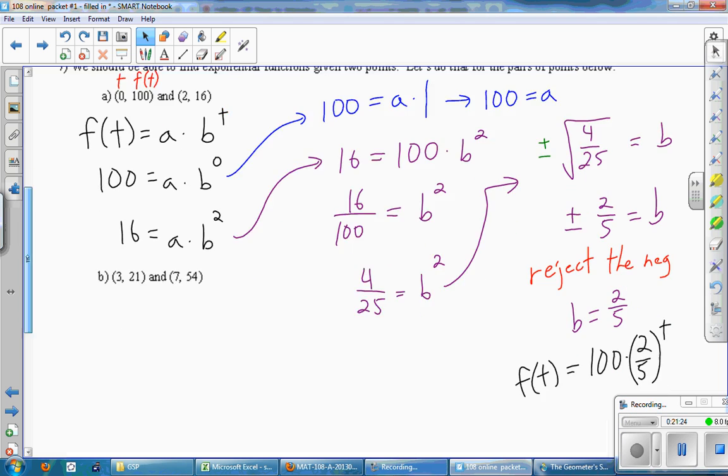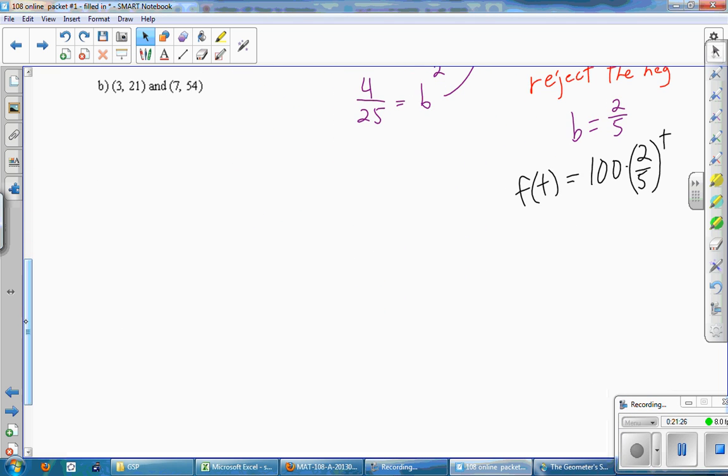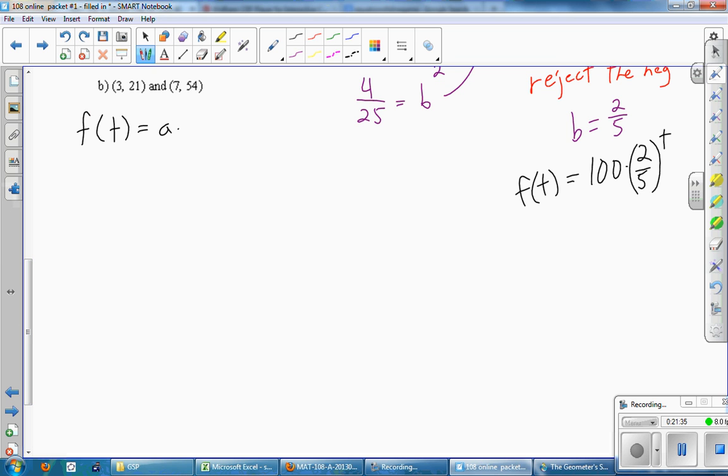Okay, moving on to part B, (3, 21) and (7, 54). Okay, we'll start this exactly the same way. It seems like the same process should work through this problem. A times b to the t is our standard exponential formula. Okay, that 3, is that the f of t or is that the t? So that 3 is the t. So a times b cubed, 21 is over here. And then the same thing for the second point, 54 is equal to a times b to the 7.